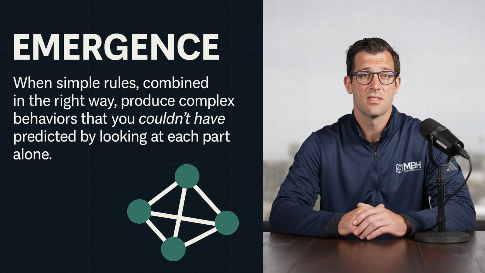And here's where most people miss the real edge. It's not in any single part of that black box, it's in the interaction between those parts. That's called emergence. When simple rules combined in the right way produce complex behaviors that you can't predict by looking at each part alone. This is why a strategy that looks basic on paper can outperform a highly complex one in actual execution. It's not about the complexity, it's about the synergy between those parts.